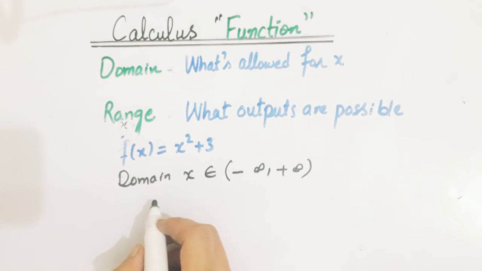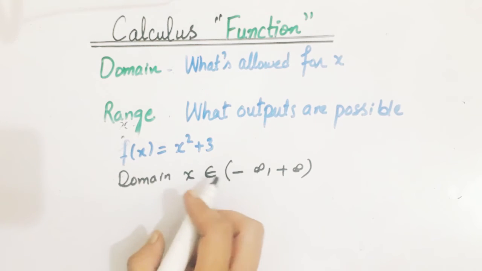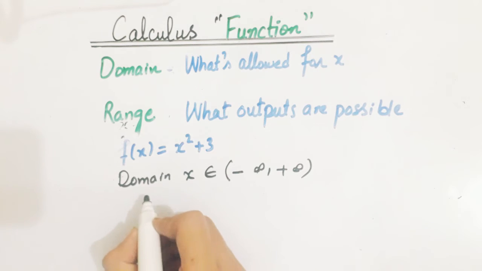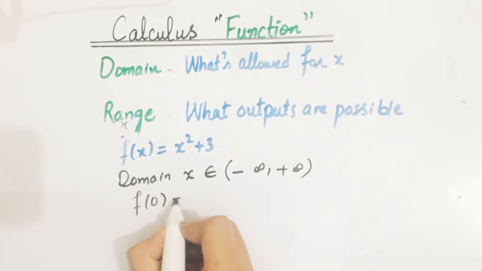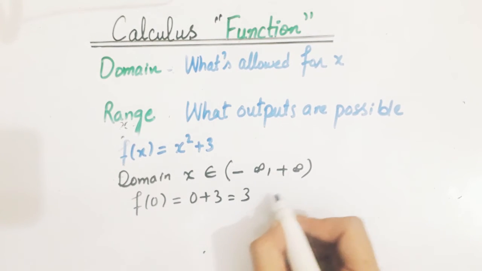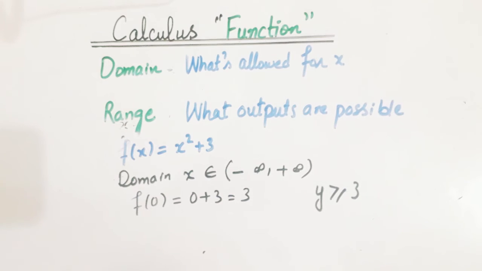So you have to find the range. Range means what outputs are possible. This is a parabola that opens upwards. The lowest point is when x equals 0. So f of 0 will be 0 plus 3, that is 3. So the range starts at 3. It means y will be greater than or equal to 3.